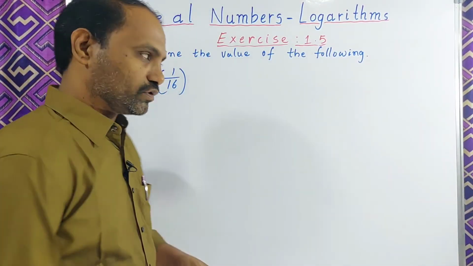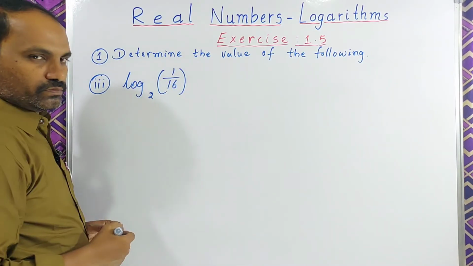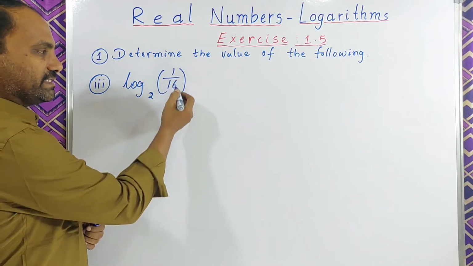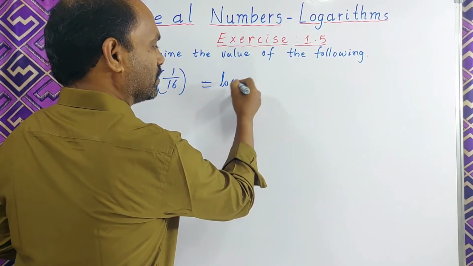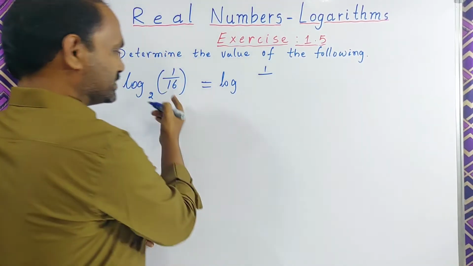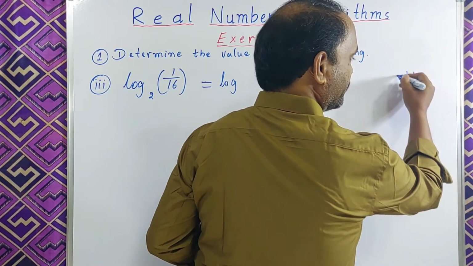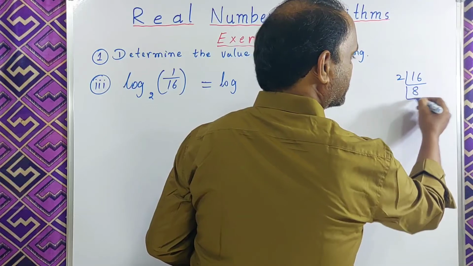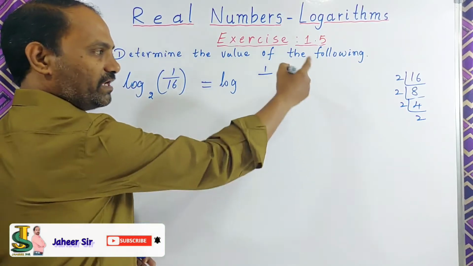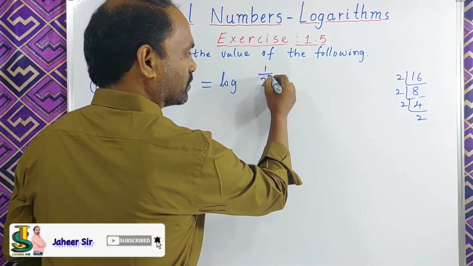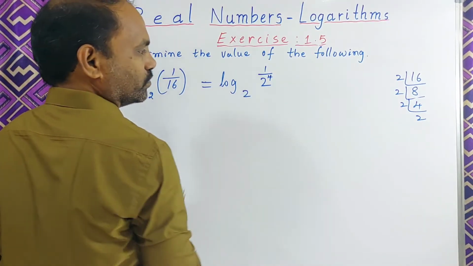Okay, now the next, the third question in the first Roman numeral: log 1 by 16 to the base 2. Here 1 by 16 is given. That's why you should write this as follows. Log 1 by 16 can be written with 16 divisible by 2: 2 eights are 16, 2 fours are 8, 2 twos are 4, so 2 power 4, and then to the base 2.